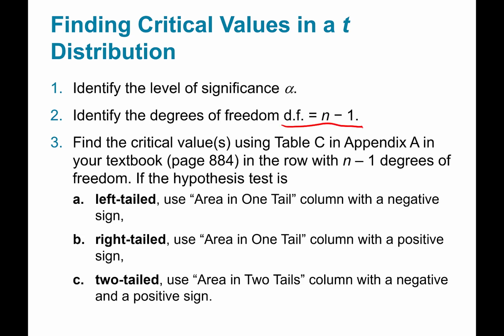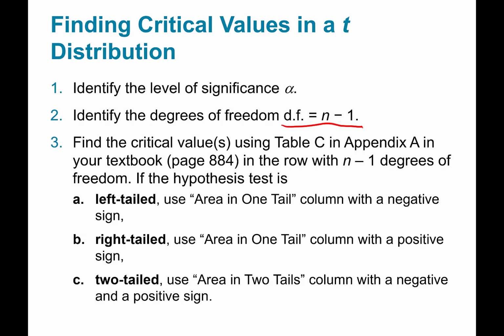So degrees of freedom is still going to equal n-1, just like it did in Chapter 8. To find our critical values, we're going to use the t-table that's in Appendix A, Table C. It's on page 884 in your textbook. It's also in the back of your course pack. We find where the row and column meet, with the row having n-1 degrees of freedom.